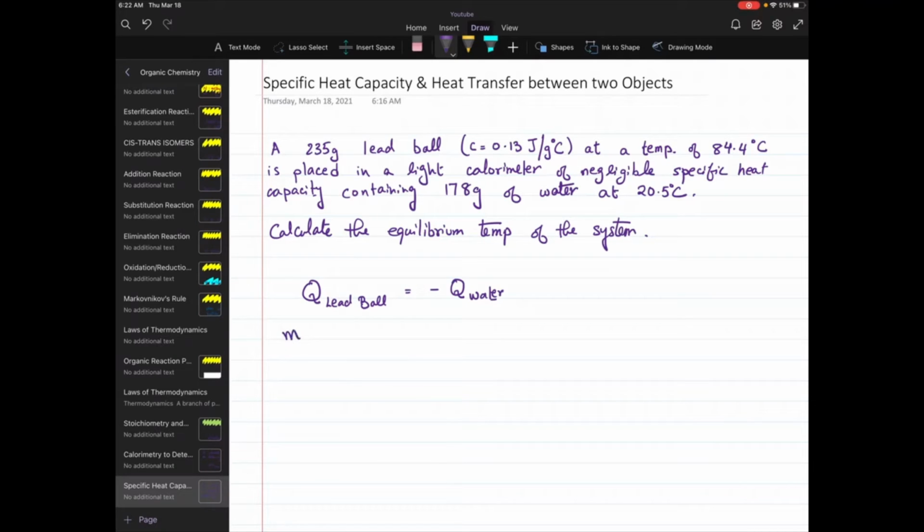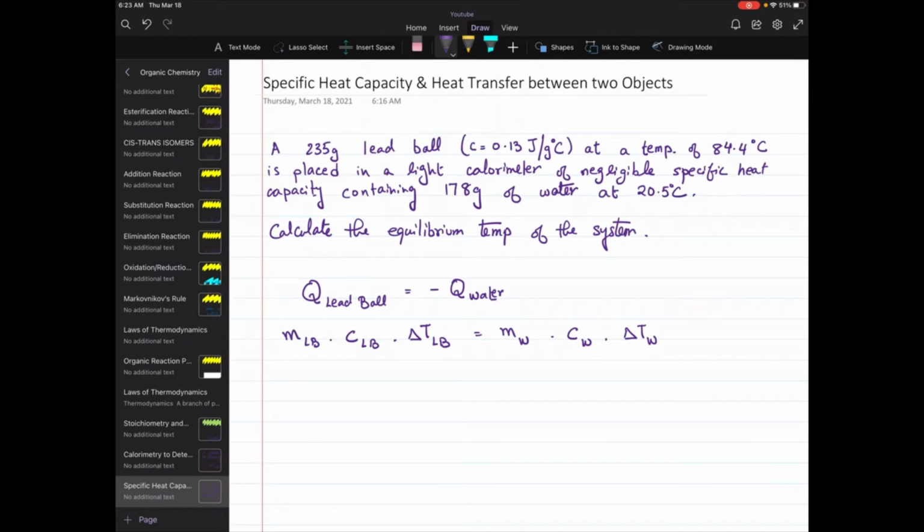We have M for lead ball, I'm going to use LB for lead ball, times the specific heat capacity of the lead ball, times the change in temperature of the lead ball, is equal to mass of water, W for water, specific heat capacity for water again, and the change in temperature for the water. So this is going to be our equation. This is what you're going to be plugging in for determining that final temperature.